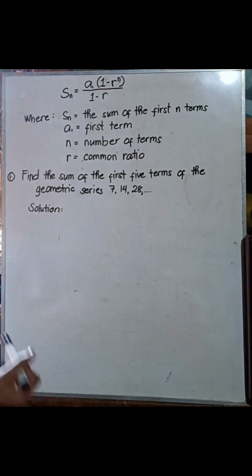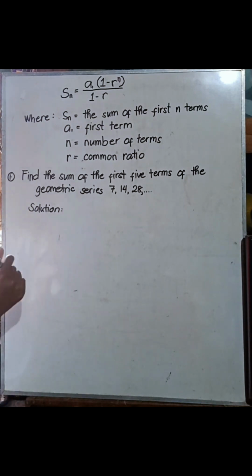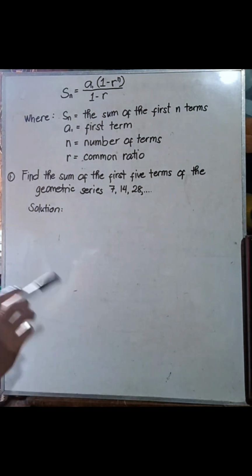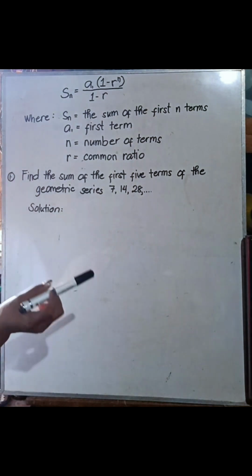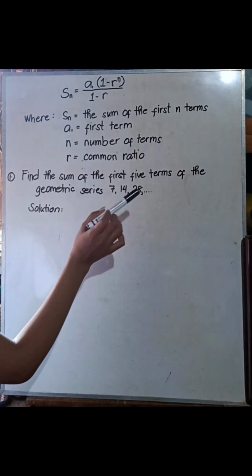So, balikan nato ang atong example number 1, which is find the sum of the first 5 terms of the geometric series, which is 7, 14, 28, and so on.